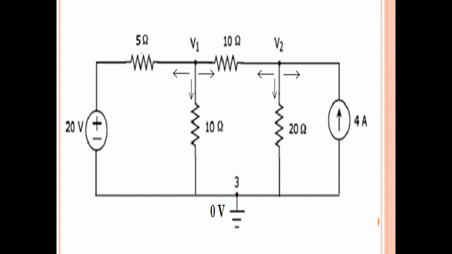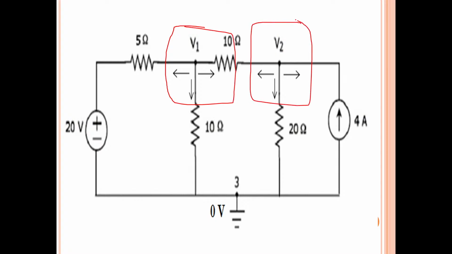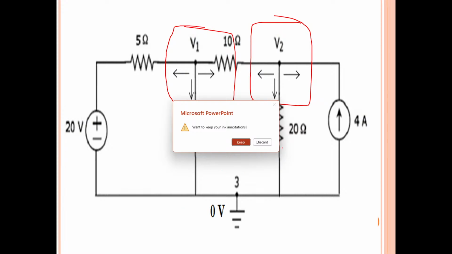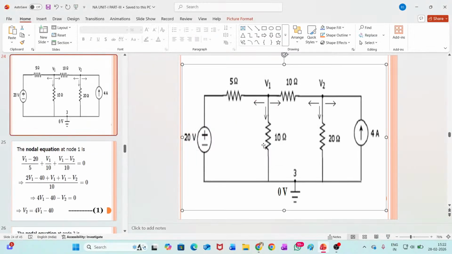Now, for my own convenience, I have assumed all currents leaving node 1, and I have assumed all currents leaving node 2. Now let us apply Kirchhoff's current law at node 1 first and write down the nodal equations. For that, I am going to copy this image and paste it in the next slide.